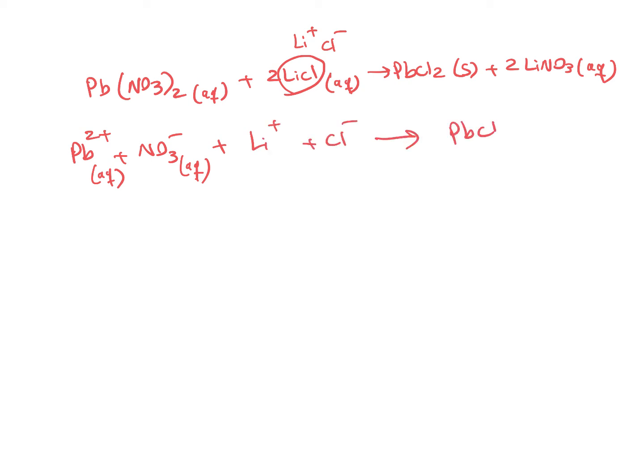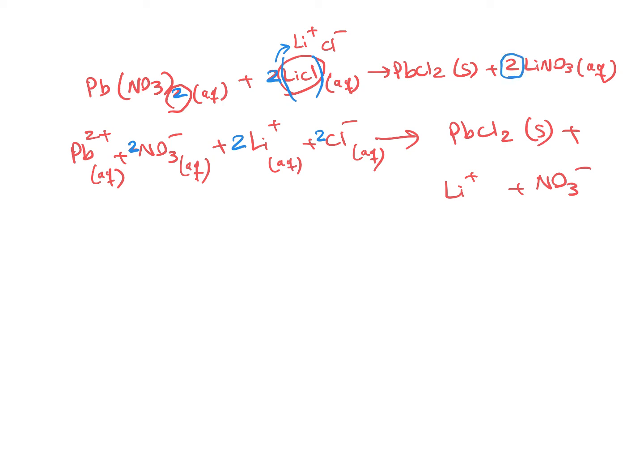It gives you PbCl2 solid, you won't touch that, plus Li plus, NO3 minus. Now you have 2 NO3, you put 2 here, right? You have 2 Li and 2 Cl, right? Because it's as if it multiplies by both of them. You have 2 Li and 2 NO3. So this would be the complete ionic equation.